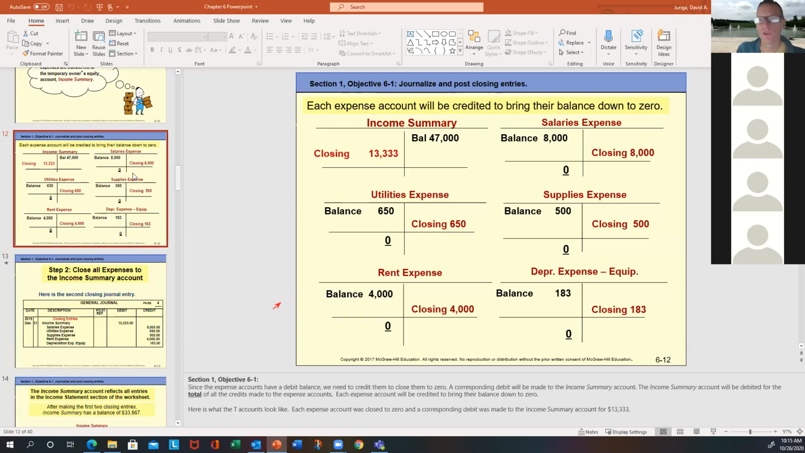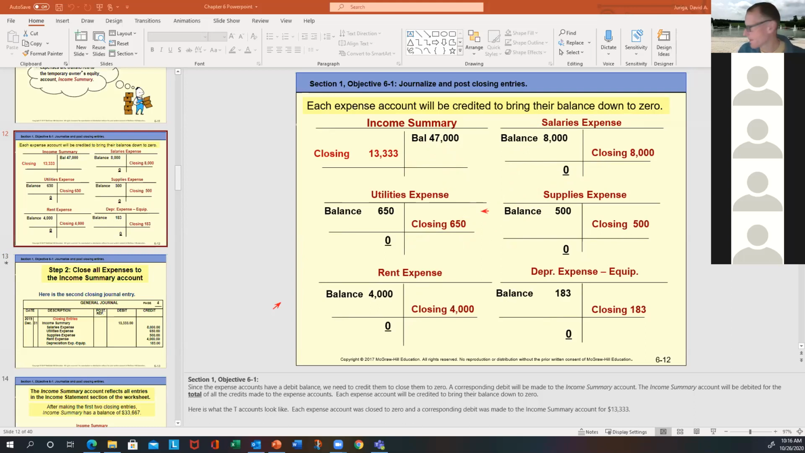Here's your ledger after you would have closed out those expense accounts. You'll notice that all these accounts that say expense are all credited. In red, that's the credit posting. Every one of them then has a zero balance, and that's all you do. And then at the income summary, notice there's the revenue of $47,000, and then the expenses have now been debited at $13,333 into income summary. But we're not done with income summary just yet because we're going to have to close that out in a moment. But at this step, we've just taken all these expenses and put them into income summary.